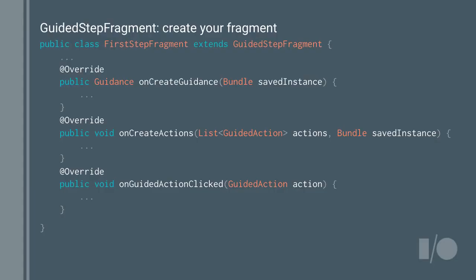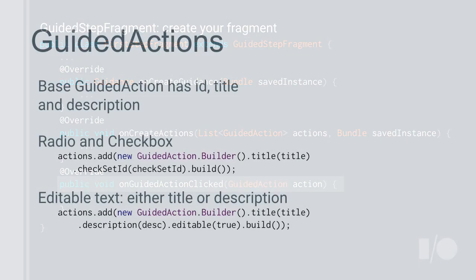So to create your guided step fragment, you extend from the base class guided step fragment and override these three methods. First, you provide guidance, which is the read-only area to the left. Second, you provide a list of guided actions for the user. And then you respond to user actions and do something for your app.